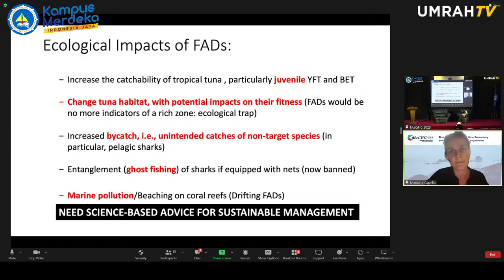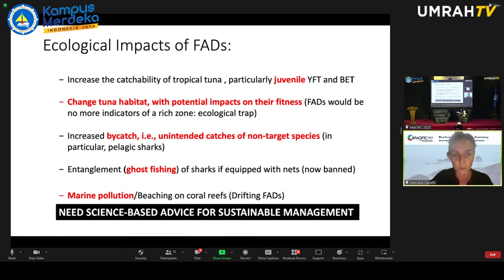And the use of FADs has several ecological impacts that are of concern. The first is that the catches on floating objects increase the catchability of tuna, and in particular the catchability of the juveniles of yellowfin and bigeye tuna. So that might impact the sustainability of this fishery. The second impact is that adding artificial floating objects can change the tuna habitat and therefore impact the fitness of tuna. If tuna, according to the indicator log hypothesis, associates the presence of a floating object with a rich zone, that would not be true anymore with artificial FADs.